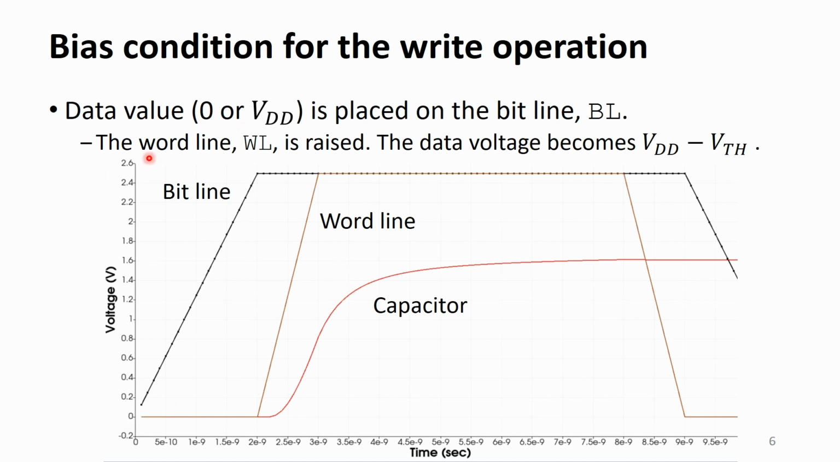In this graph, we show the situation to write 1. Also, the word line is highly biased. Then the capacitor voltage follows the bit line voltage. When you write 1, the capacitor voltage cannot increase up to VDD. Its maximum value is limited to VDD minus VTH because the MOSFET is then turned off.